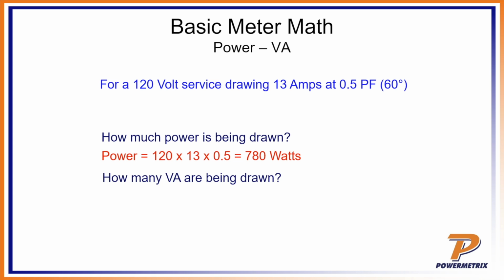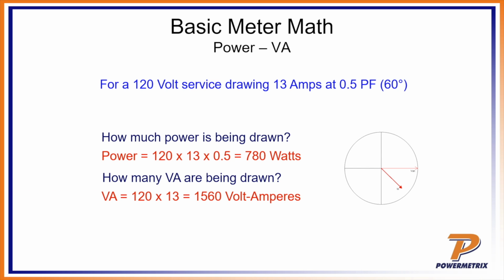Now, how many VA are being drawn? The VA is purely the voltage times the current. It doesn't take those angles into effect. The angles occur once it hits the customer and we start dealing with the different losses and inductive motors, which you've heard me talk about before, that affect the power factor. All of that is why we have to use other means to calculate it, because there are no angles involved when we're talking about VA.